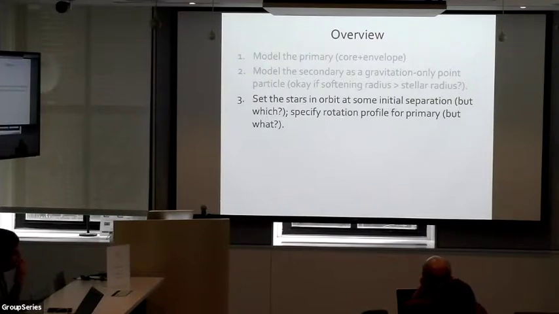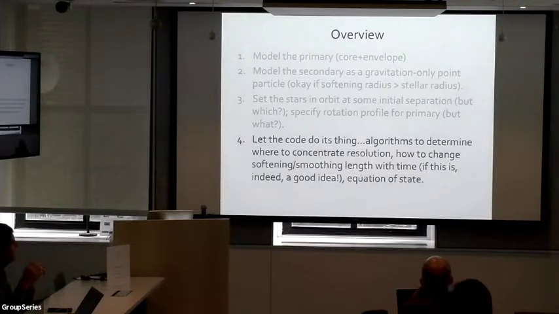We need to specify the rotation of the primary, but different groups choose different rotations. We let the code do its thing. We have algorithms to determine where to concentrate the resolution, how to change the softening or smoothing length with time. If this is a good idea, not clear. And then the equation of state as well.